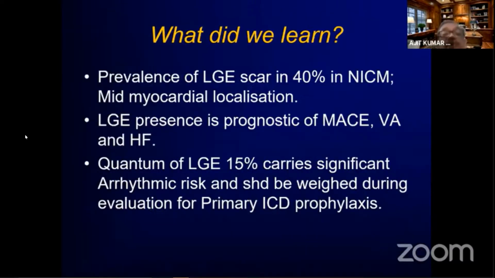So in short, what did we learn? We learned that the prevalence of LG scar is seen in 40% of NICM with a mid-myocardial localization. LG presence is prognostic of MACE and ventricular arrhythmias and heart failure. And the quantum of 15% carries significant arrhythmic risk and should be weighed in the evaluation for primary ICD prophylaxis, as well as to evaluate the need for CRT.